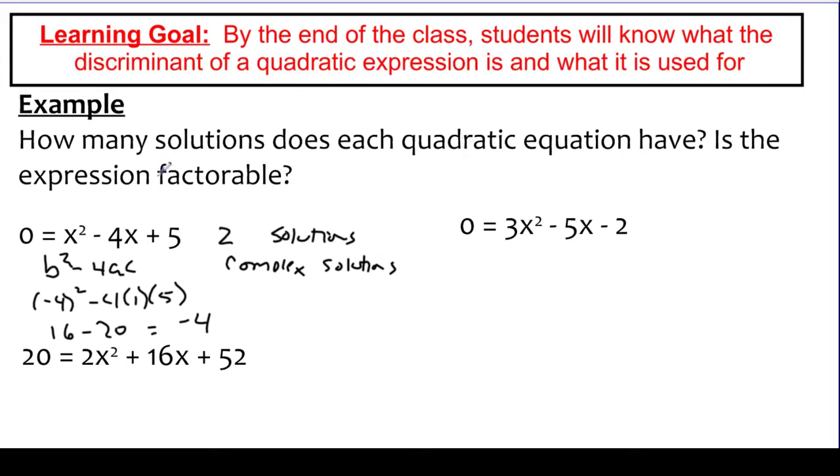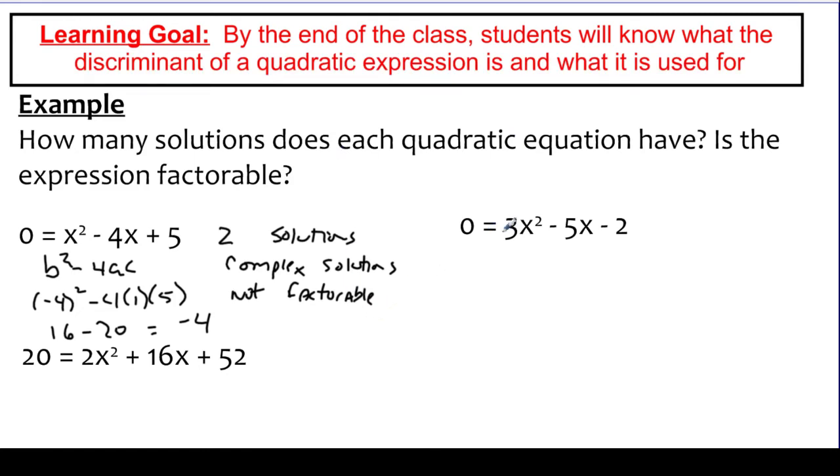Is this factorable? In this case, negative 4 is not something I could square root. It is not a perfect square, so I'm going to say not factorable. Okay, so we're done. Let's look at the second one. We're going to just do a couple more examples of this.